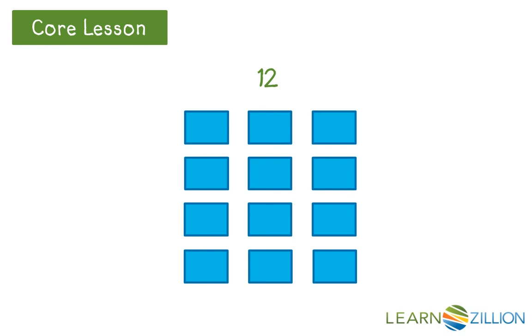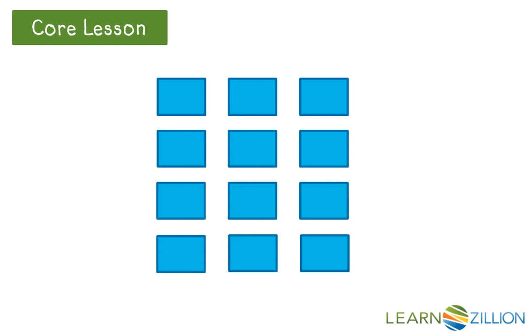Notice how every row and every column has a tile, and there are no empty spaces. But if you take one away, this cannot be called an array anymore. This array had 12 tiles to start, but when one disappeared, the amount of tiles became 11. No matter how many times you try, the number 11 can't be made into an array. Not all numbers can be made into an array.